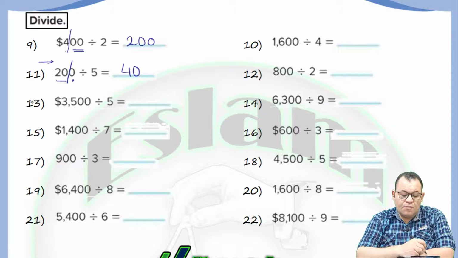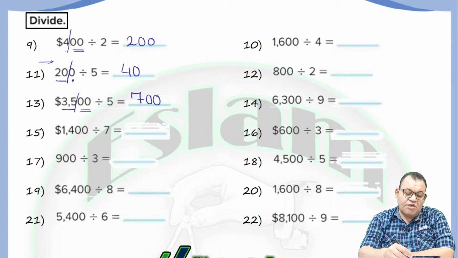Again, one more time. 3 divided by 5. 3 is smaller than 5, so we cannot divide it. So I will take 2 digits. Now 35. 35 divided by 5 equals 7. Still we have 2 zeros, so I put the 2 zeros in the answer. It will be equal to 700.